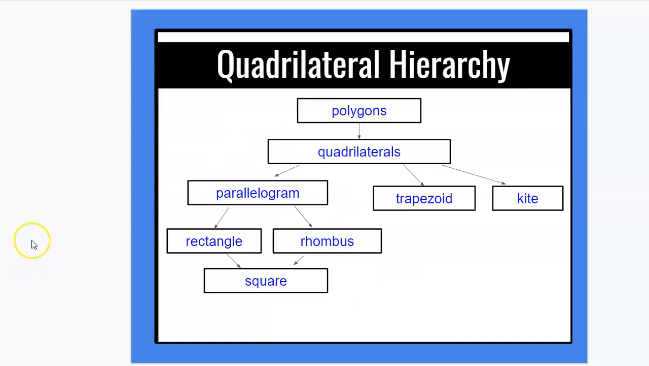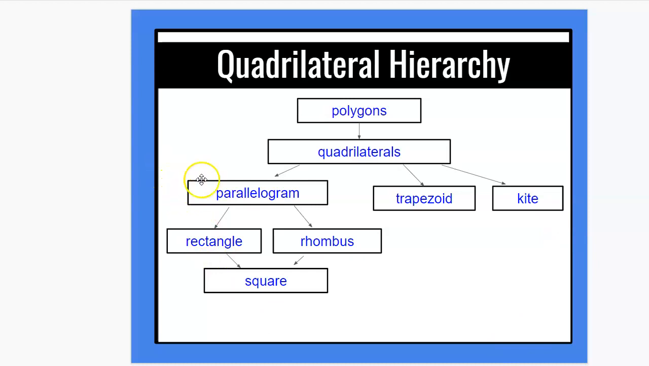Now, one way of helping us remember which categories a quadrilateral belongs to is to look at a hierarchy. This is a quadrilateral hierarchy. It starts at the top with polygons. From the polygons, we branch off into only those shapes that have four sides, which are the quadrilaterals. If a quadrilateral has only one set of parallel sides, it falls into this category, the trapezoid. If the category has two sets of equal length sides that are adjacent, then it falls into the kite category.